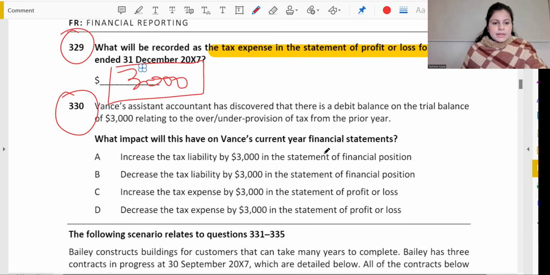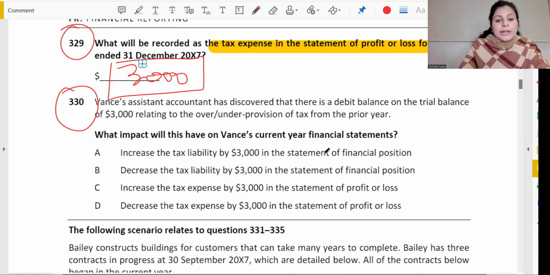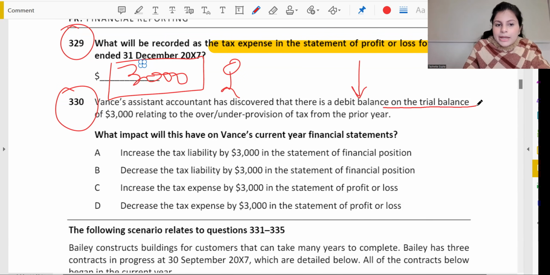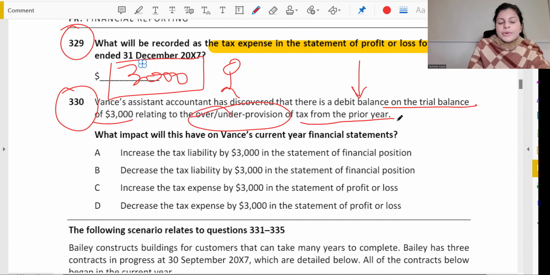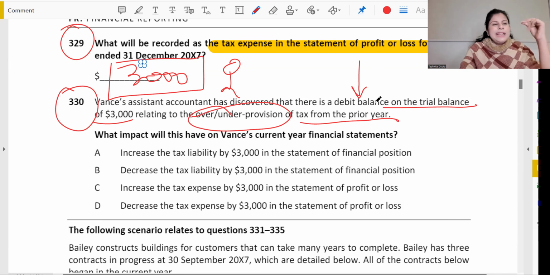Next. Now the accountant has discovered, this accountant keeps on discovering new and new things. He's discovered that there is a debit balance on the trial balance of $3,000 relating to the over or under provision of the tax from prior year. Debit balance is under provision or over provision?